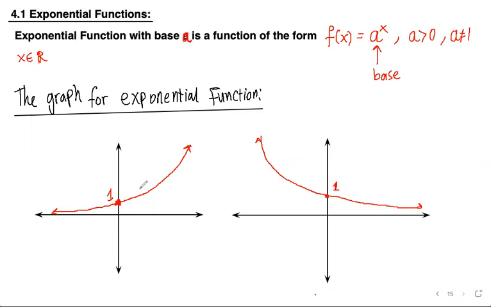So here again, the graph of the exponential function is something like this. The function will be close to the x-axis, but it will not touch the x-axis. This line is called the horizontal asymptote, the x-axis.